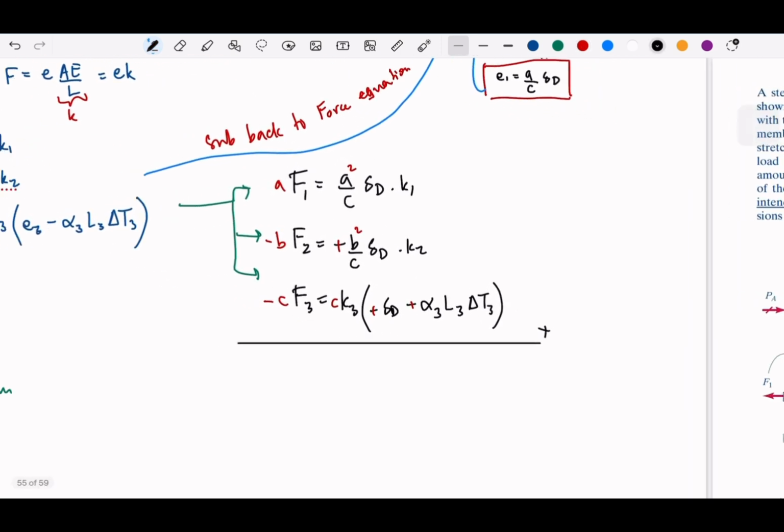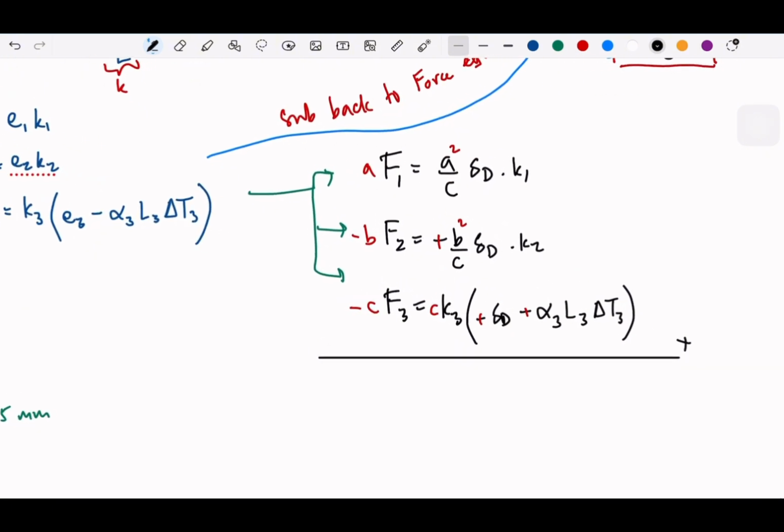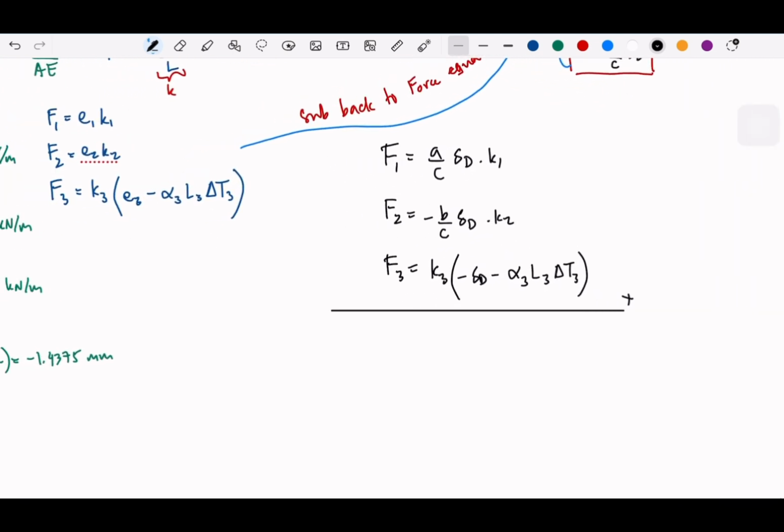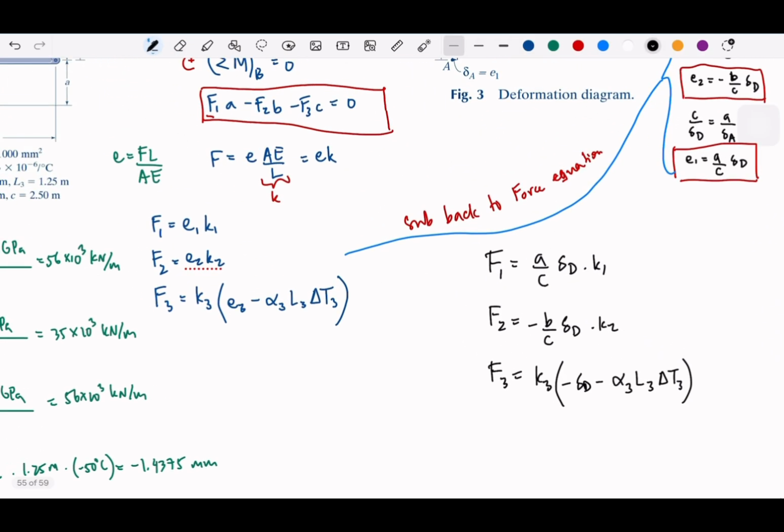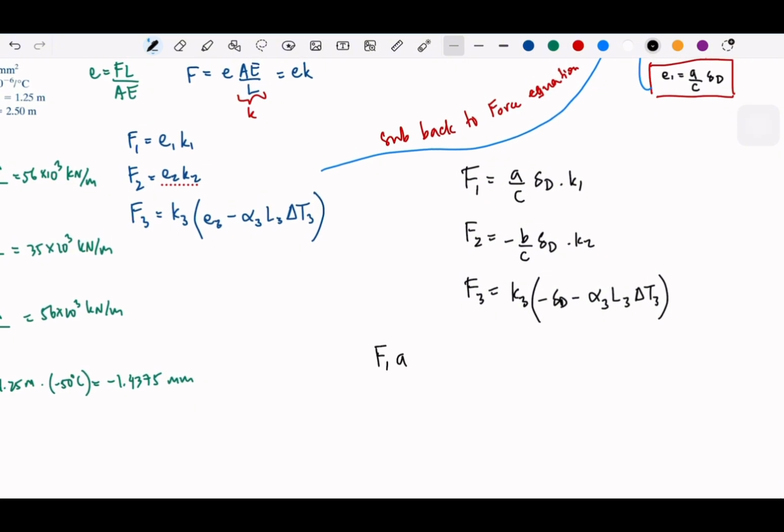Okay, so I think maybe not very clear in my notes. Maybe let me just rewrite this again. Sorry. Maybe I will rewrite a new one to make it easier to follow. This is negative, negative, negative, right? Okay, so let me just write all the equilibrium again.